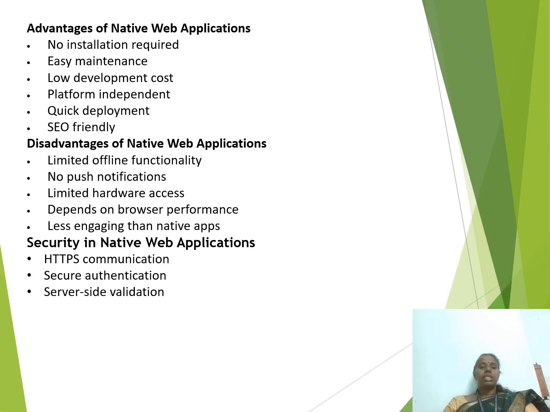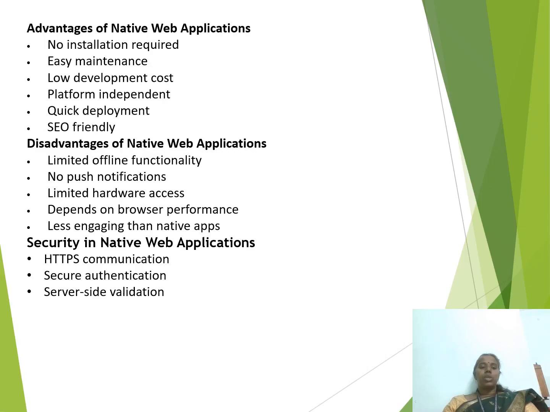First one, HTTPS communication. HTTPS is the secure version of HTTP, Hypertext Transfer Protocol. It encrypts the data between browser and server. It can also prevent hacking and data interception. Without HTTPS, data can be stolen during transmission. For example, when you see the lock symbol in the browser, it means HTTPS is active.